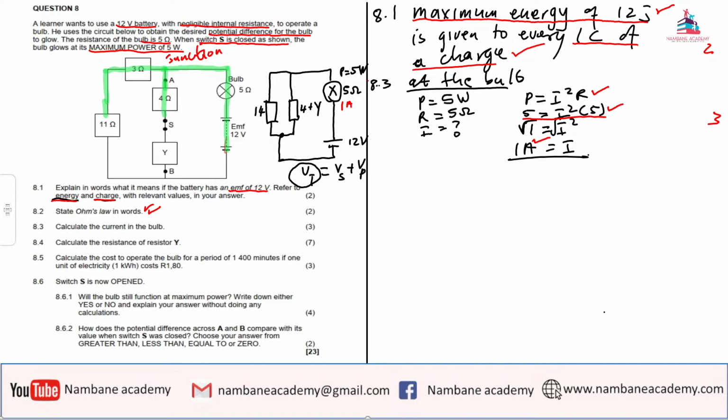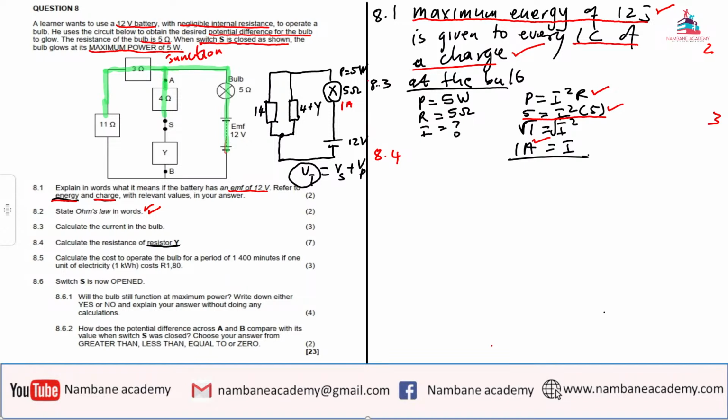Ladies and gentlemen, if you are good, then let me try and move very fast and very quick. It says now at 7 or 8.4. 8.4. Let me use black. It says calculate the resistance of Ry. Okay.